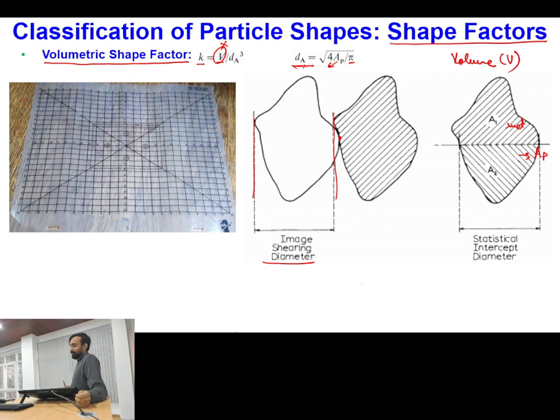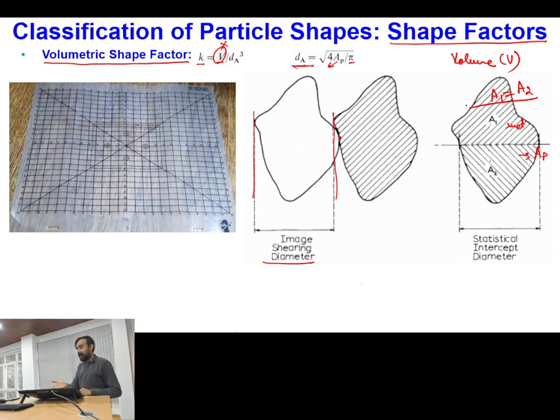So this is the second method. All are clear with this second method? Then we have the third method. In case of the third method, what will be happening? This particular projected area, we have to divide through a plane or through a line in such a way so that it is divided into two equal areas. So A1 is equal to A2.